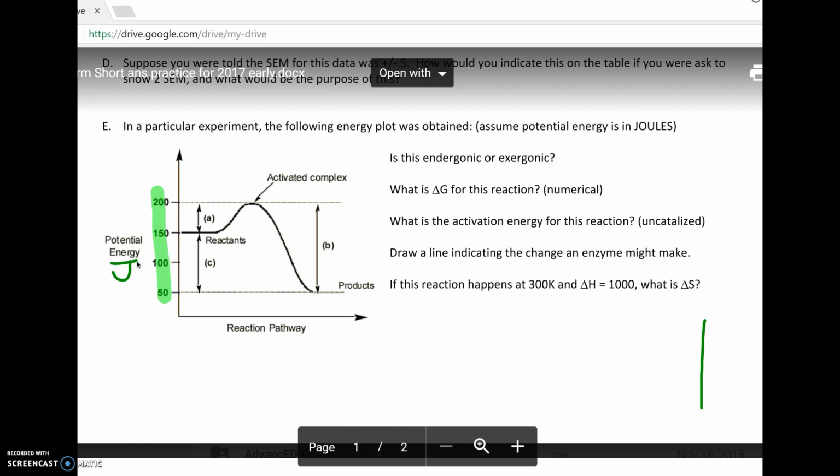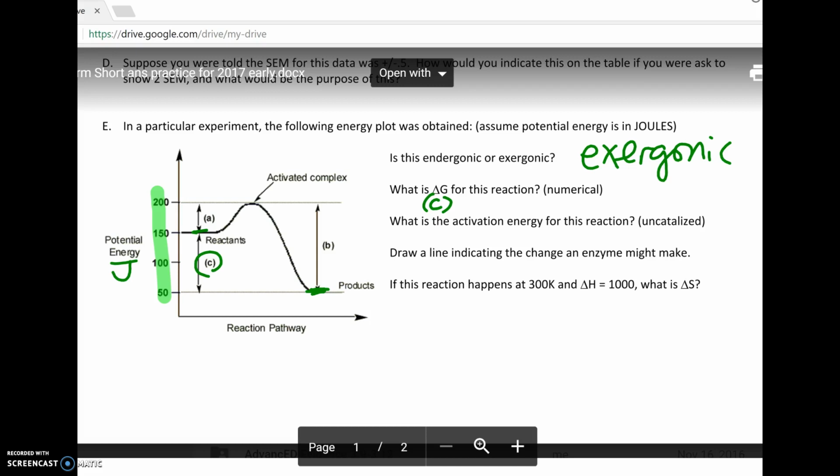So the first question you would be asked about this is whether it's endergonic or exergonic. So what is this one? This is exergonic, because the products have less energy than the reactants. So it's exergonic. For delta G, technically it's going to be this amount. But it's negative. This was a frequently asked question on the last test we took.